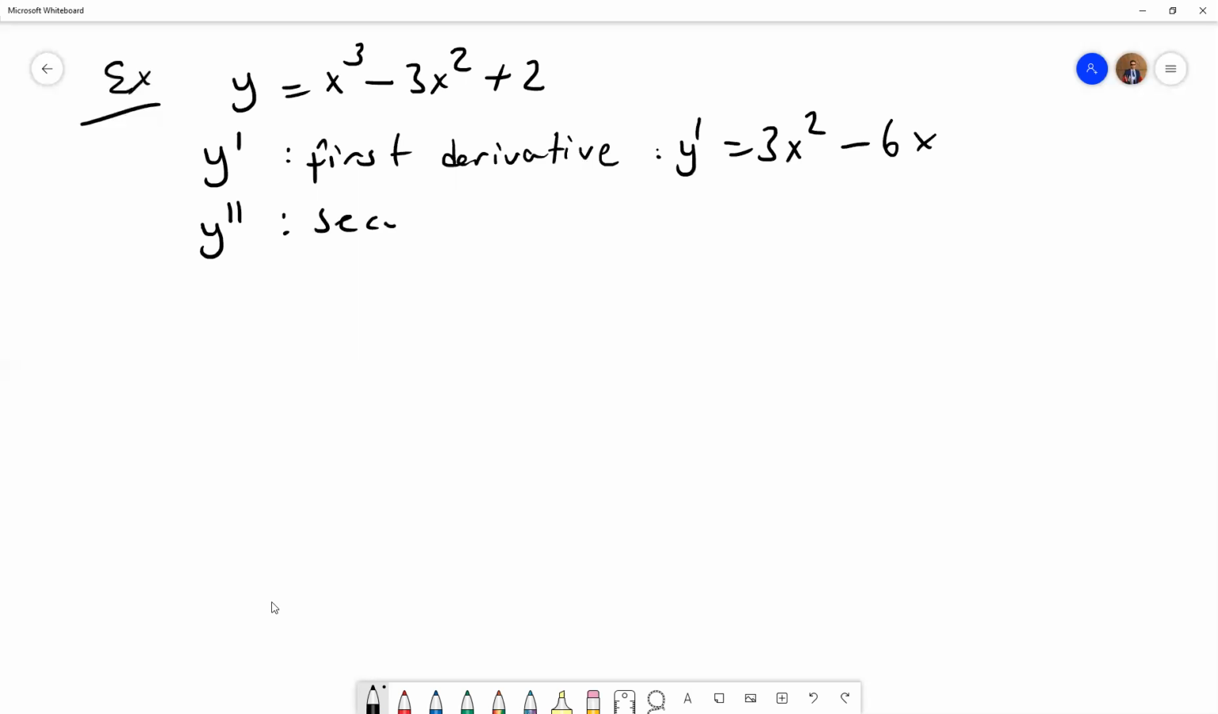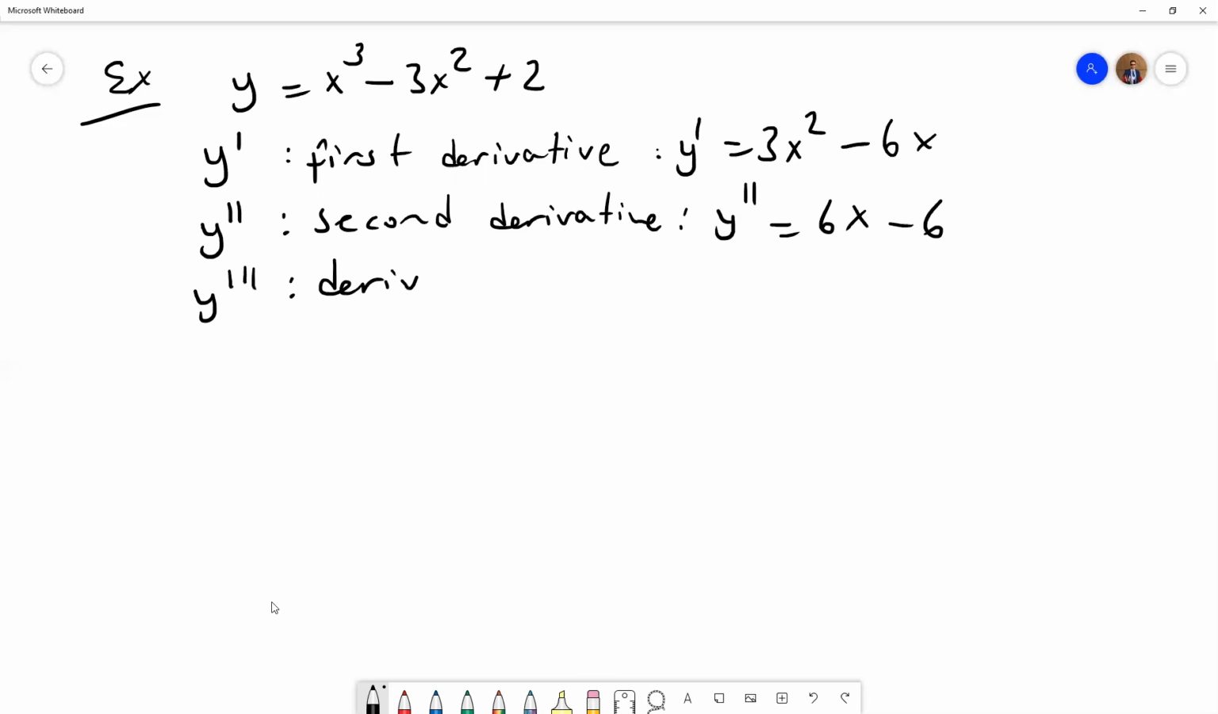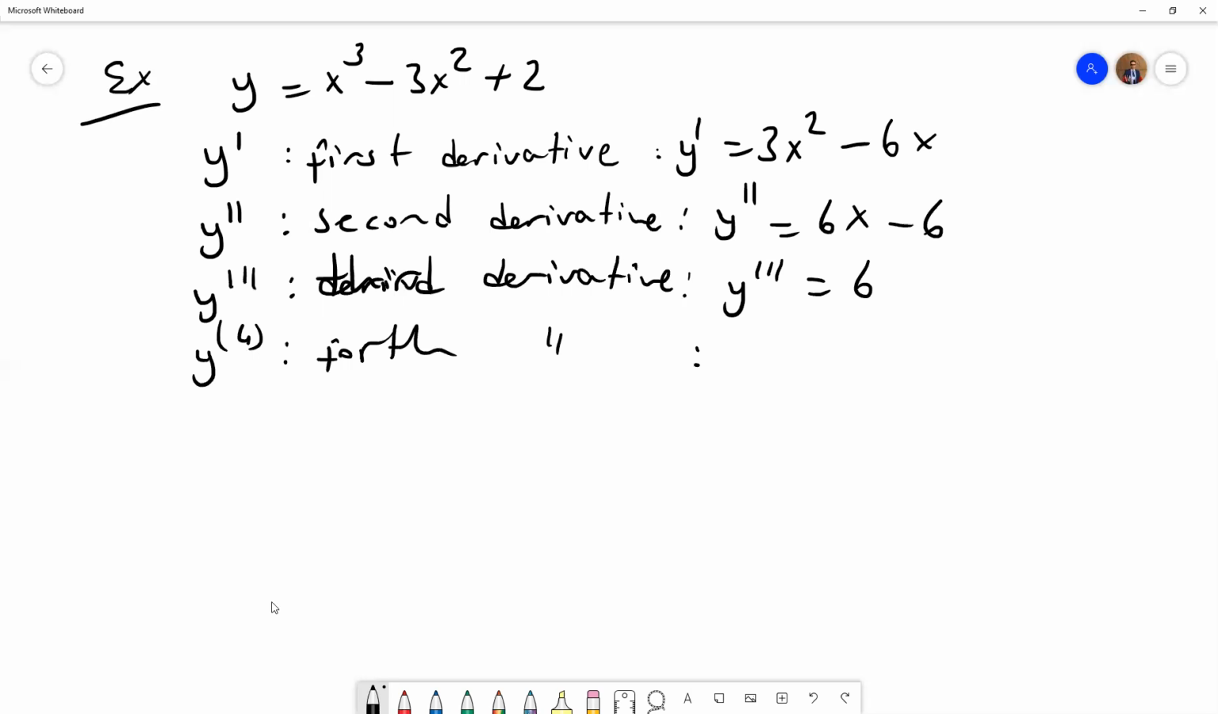Second derivative, y double prime, is 6x minus 6. And the third derivative, you see, is only 6. And if you want to find the fourth derivative, you see that it equals 0. This is a constant, so its derivative is 0. Okay, another question.